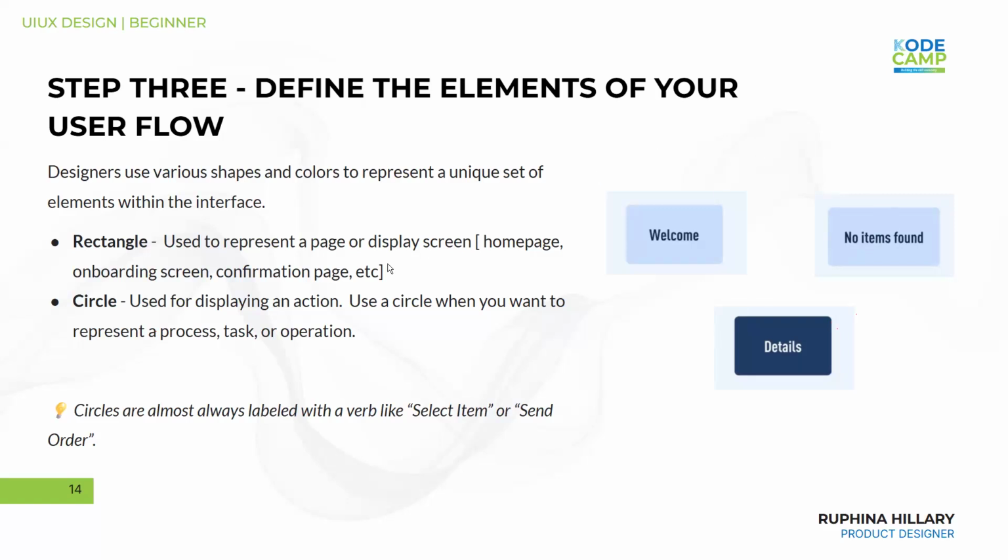Then a circle is used for displaying an action. Use a circle when you want to represent a process, task, or operation. So now let's say, searching for an item. It's not a page, but it's an action. So we represent it with a circle. Filling in our details, probably our delivery addresses. It's an action. So we represent it with a circle.